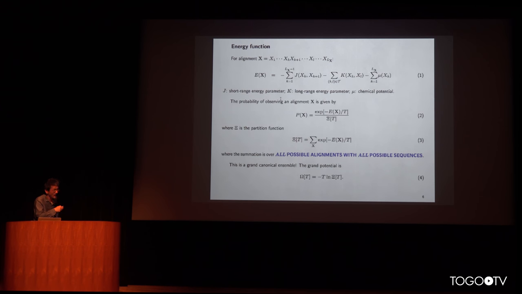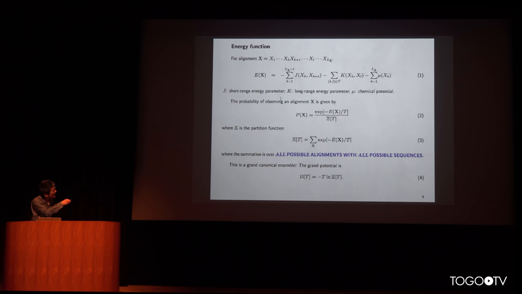So here's the model. I introduced an energy function, which consists of short-range interactions between neighboring aligned pairs, bonded pairs, and long-range interactions based on the contacts. And this is a chemical potential introduced to perturb the system. So the intrinsic energy consists of only these short-range interactions and long-range interactions. And I assume that the probability of observing one particular alignment is given by this Boltzmann distribution.